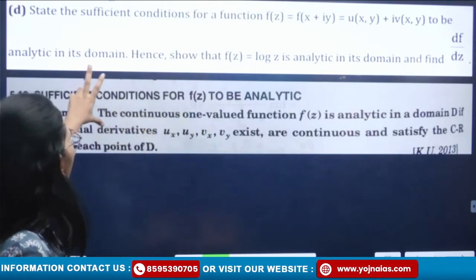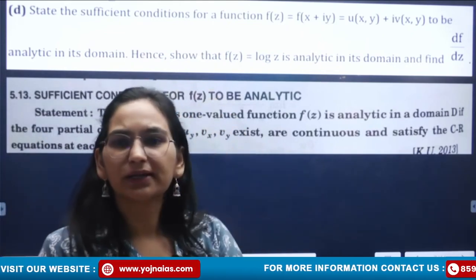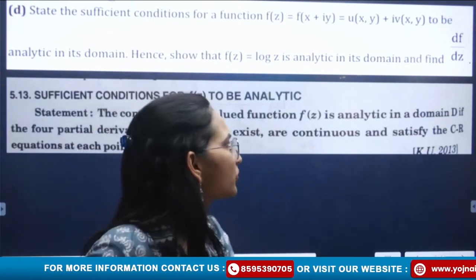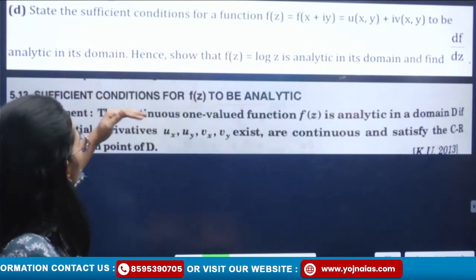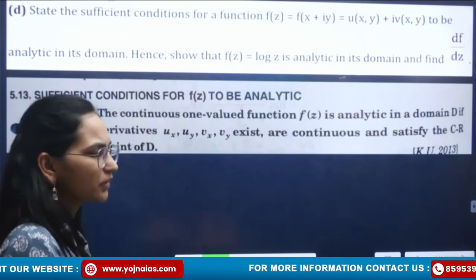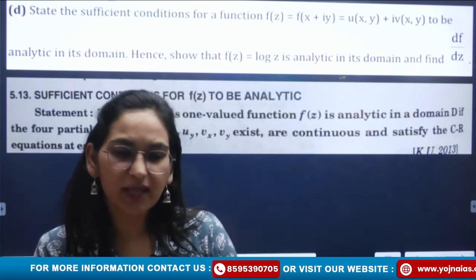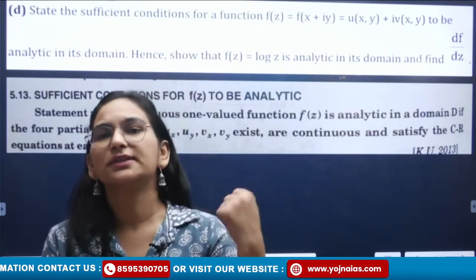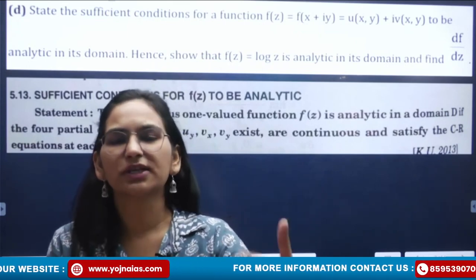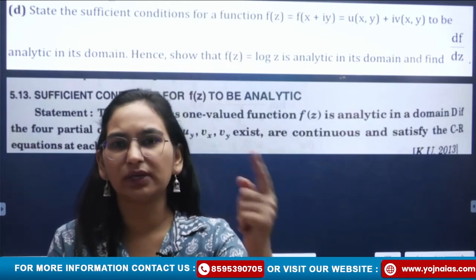See, they have given you a complex function which is divided into a real part and an imaginary part. u of x, y is the real part, and v of x, y is said to be the imaginary part of the analytic function. So first you need to state the sufficient condition for it. What people usually do, whenever we try to find out an analytic function, is that most of the time we use CR equations. And people think that if the function satisfies CR conditions or CR equations, then it is going to be analytic. No, that is not the sufficient condition. That is only a necessary condition.